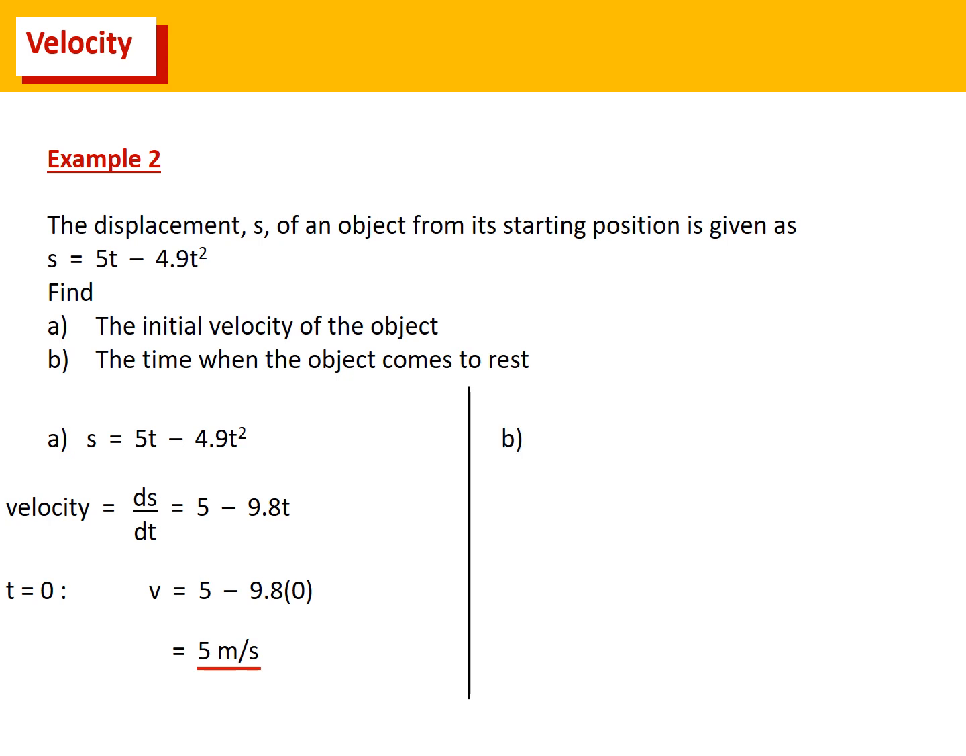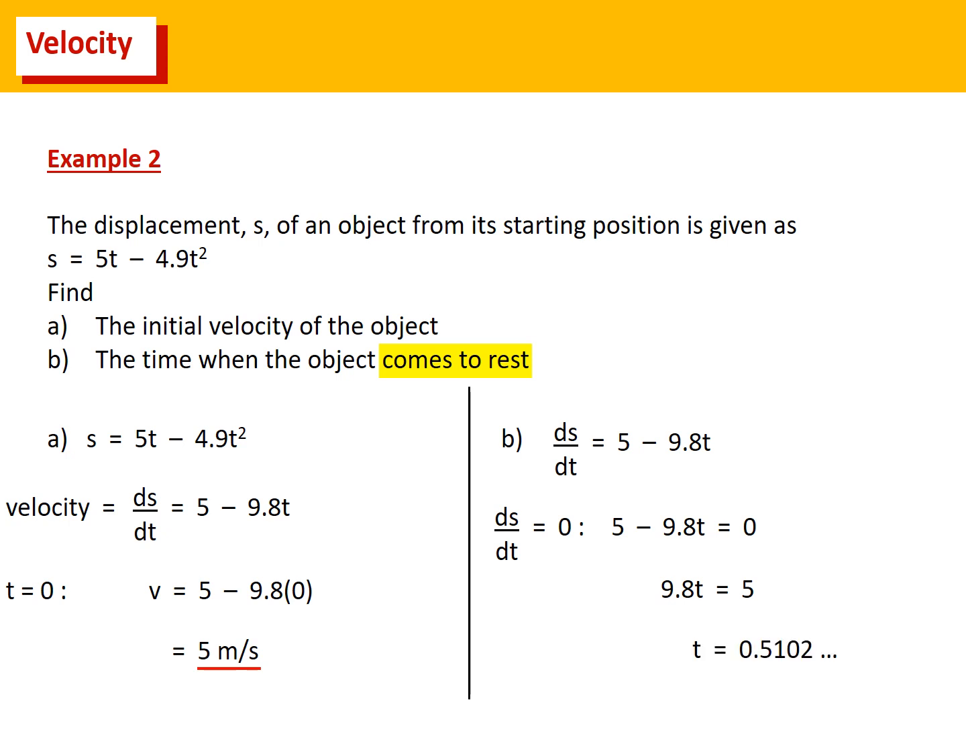In part B, we want the time when the object comes to rest. Well, something comes to rest when its velocity is 0. So we want ds by dt to equal 0. So we put our expression equal to 0, and that gives us a value of t of 0.5102. So that's 0.510 seconds to 3 significant figures.